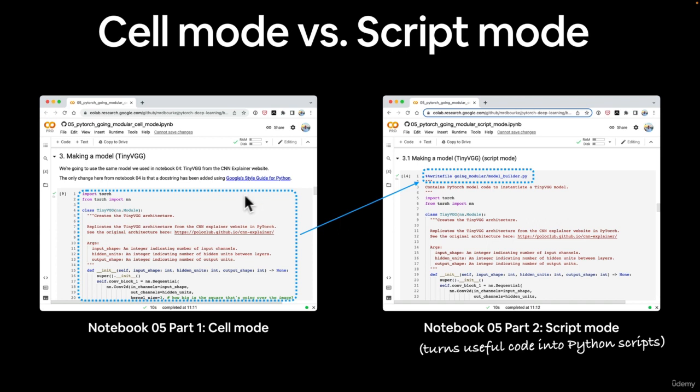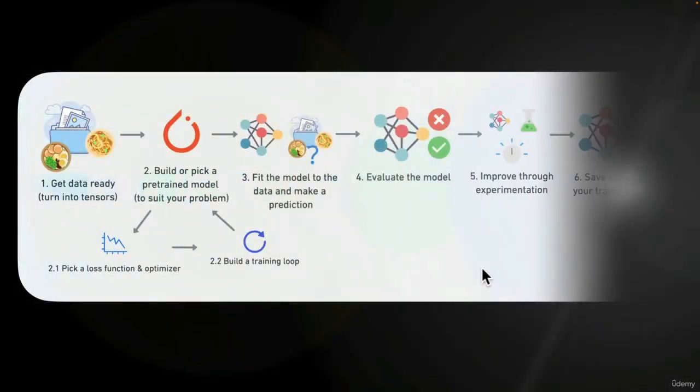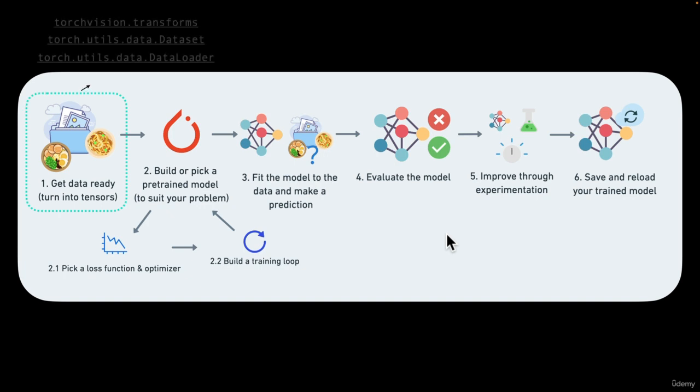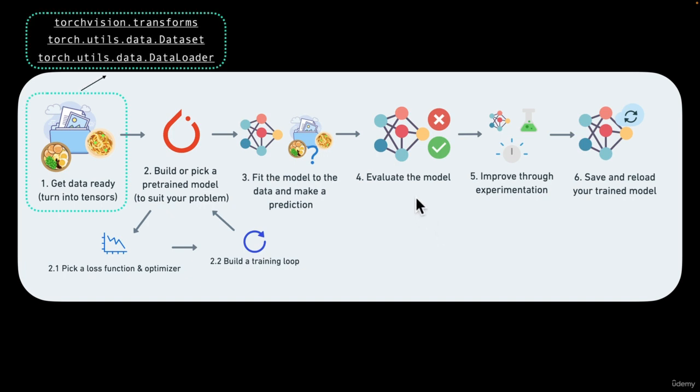This section comes in two parts. Part 1 is a notebook that is cell mode. Part 2 is script mode, which is going to turn the code from cell mode into Python scripts. We're going to adhere to our workflow, of course. We've seen this a few times now, so we can jump through it a bit.